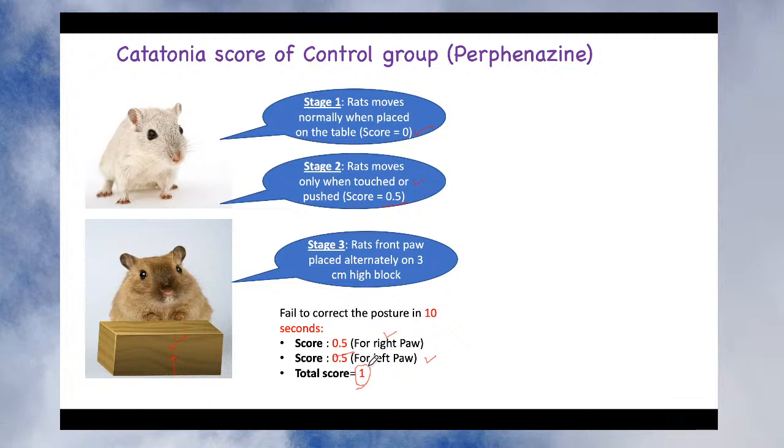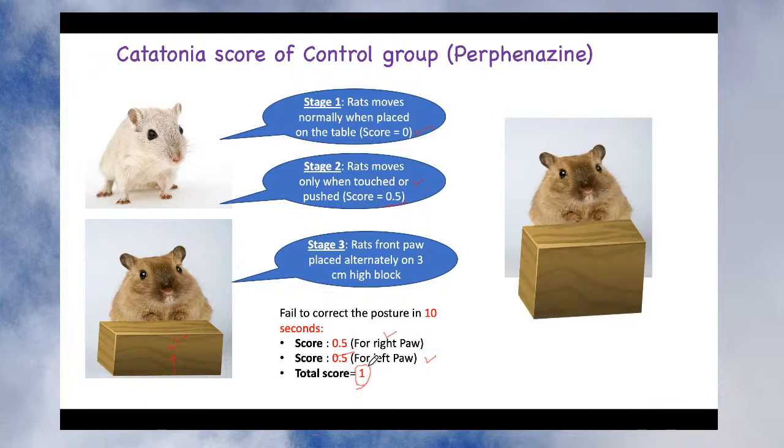Suppose the animal has corrected its left paw but is unable to correct the right paw, then in such a case the score will be just 0.5. Suppose the animal has corrected the posture in 10 seconds with both paws, then in that case the total score will be 0. Okay, so this is how you will give the score in the case of stage 3 of catatonia. In the next stage, stage 4, we use a second block. We have seen in the requirements that we are using two wooden blocks, one with a height of 3 centimeter and another wooden block with a height of 9 centimeter.